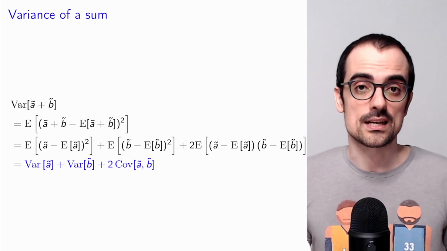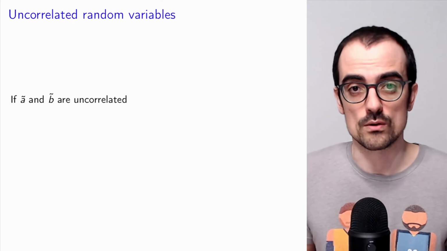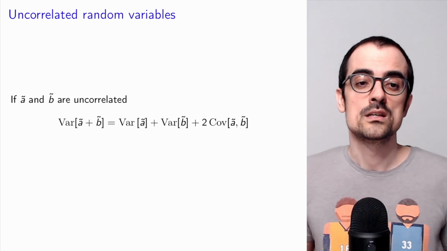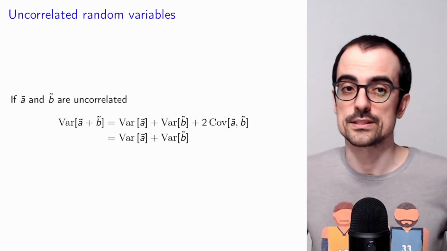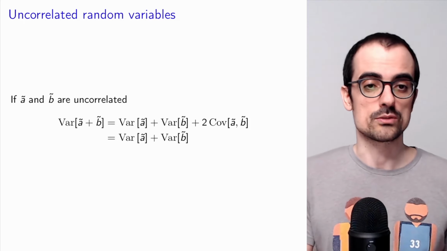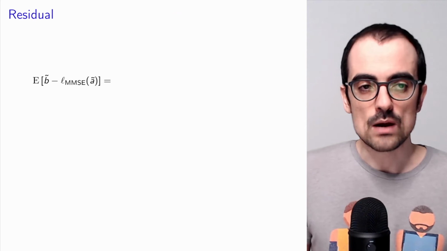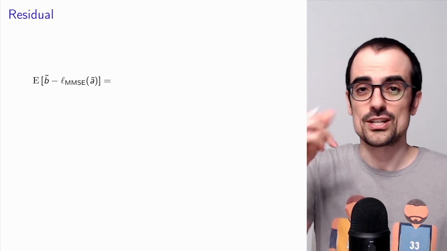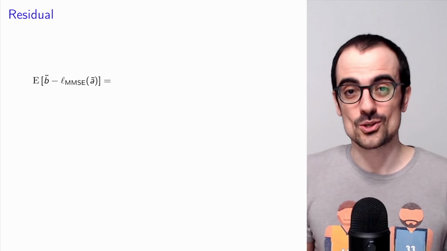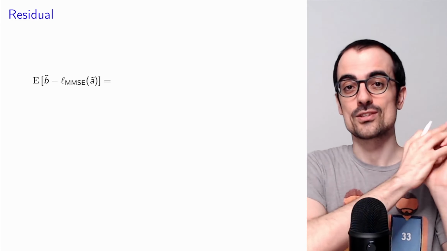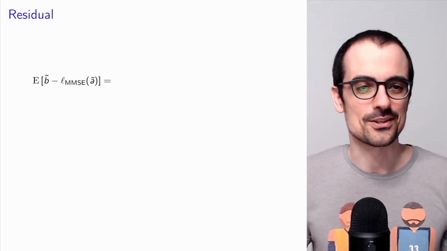And now that's exactly what we're going to use. If A and B are uncorrelated so that their covariance is 0, then the variance of the sum is equal to the sum of the variances because the covariance is 0. This is the important result that we're going to use. Okay, so now we're going to take a look at the residual because we're essentially going to show that the residual and the linear estimator are uncorrelated so that we can decompose the variance of B into the sum of the variances. But let's not get ahead of myself.